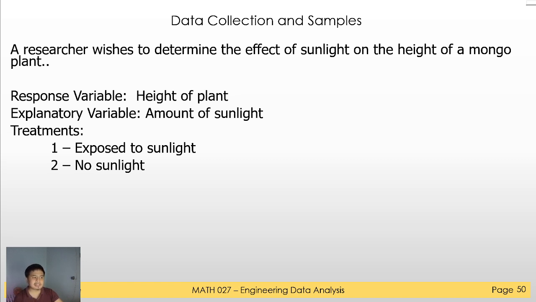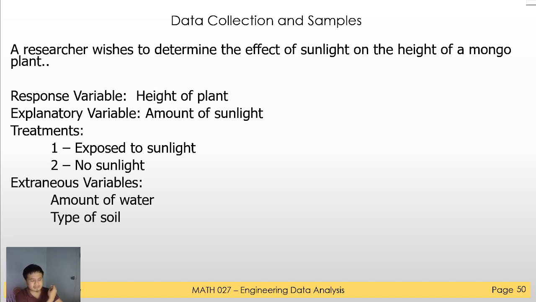There are also things that usually cannot be isolated very well that could still affect the response variable. And other things could also affect this experiment, but usually we have no control of them. The amount of water, we can control this, and the type of soil. For this scenario, we can control these, but there are different things in the experiment that sometimes we cannot control, but we could minimize the effect of that. So again, we have the response, the explanatory, and the extraneous variable.